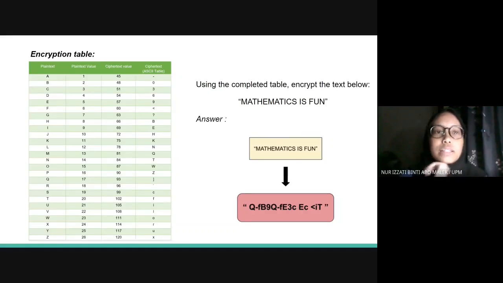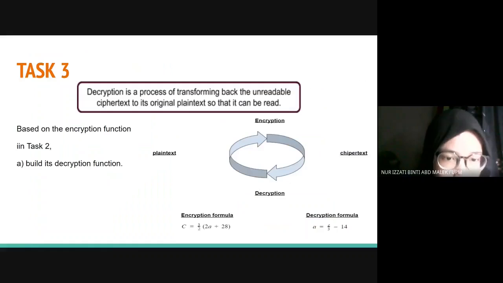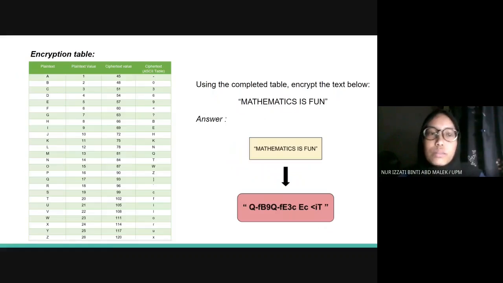By this, we can see in this table that A, the plain text value, is 1 and we got the ciphertext value 45. According to the ASCII table, the ciphertext for A is the dash symbol, while for B we got 0, for C we got 3, for D we got 6, and so on until Z we got X. So we succeeded in completing the encryption table.